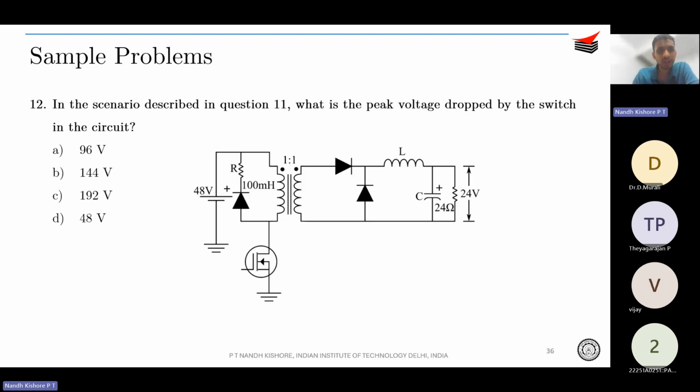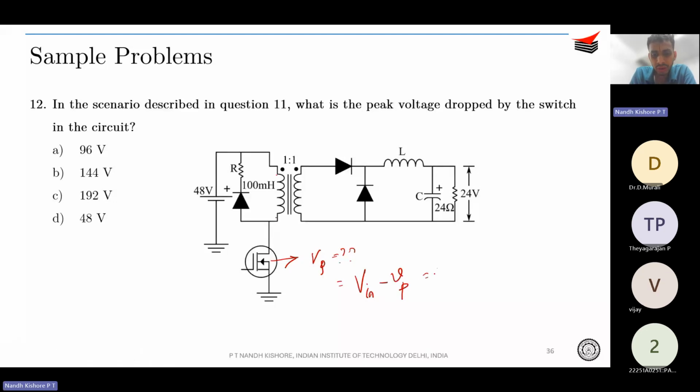So it's a continuation. In the scenario described in question 11, what is the peak voltage dropped by the switch in the circuit? So there is a forward converter, as you know. What is the voltage? That is, what is VQ? So when the device is off, you need to find out what is VQ. You know that when the device is off, the voltage is going to be Vin, and then Vin minus Vp. That is the voltage appearing across a primary winding. Correct?